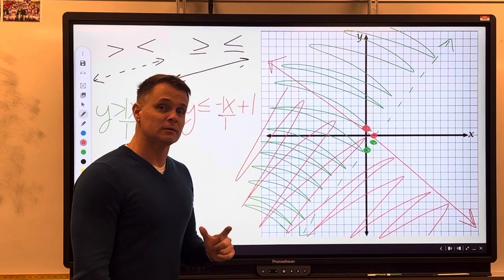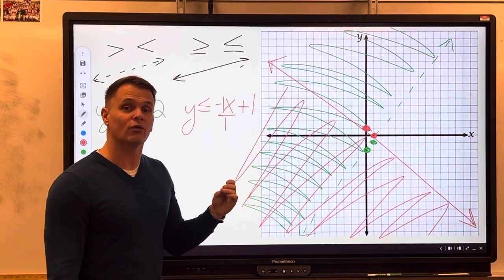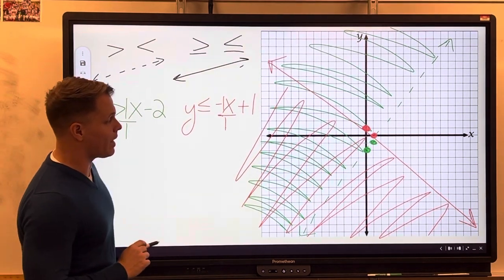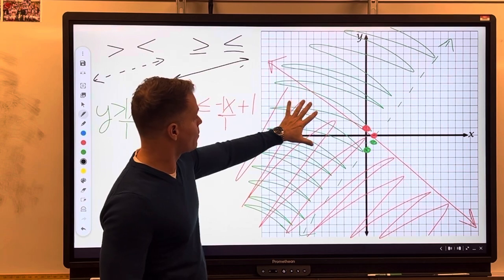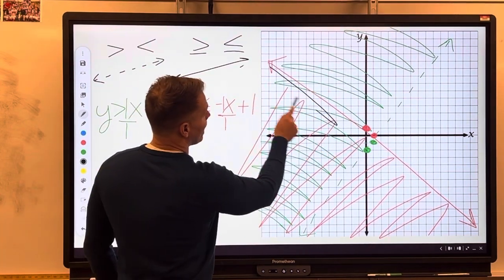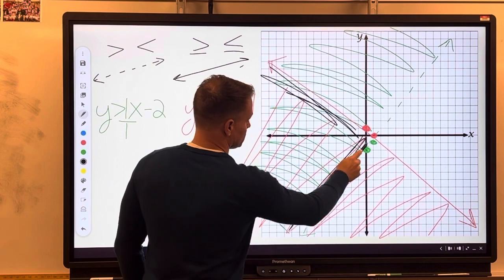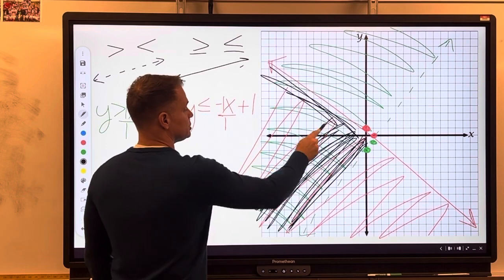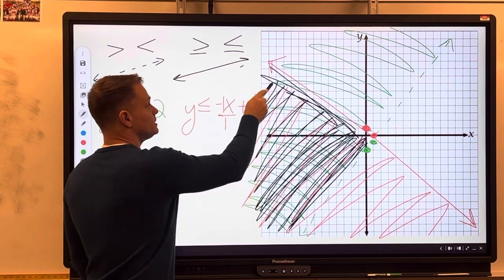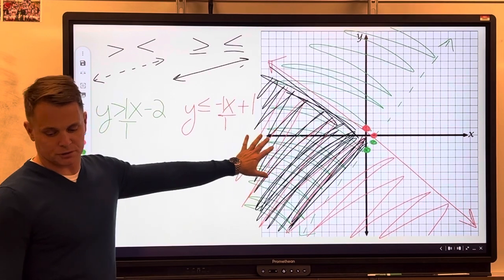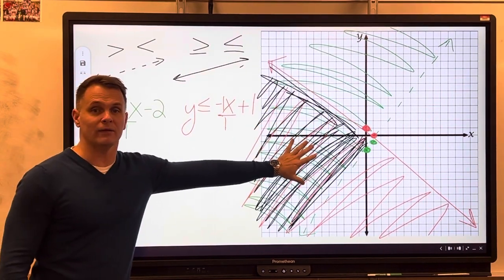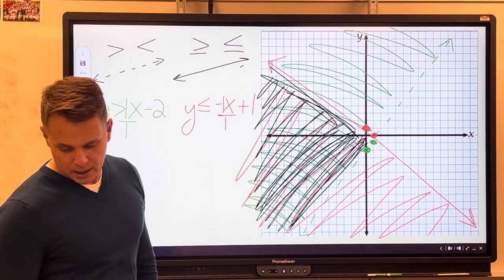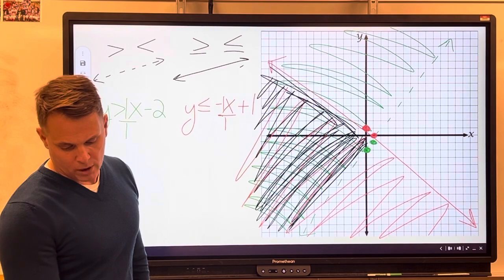The solution to both of them is where both colors overlap. So I'm going to draw that in a darker color. I'm going to draw that in black. And you can see the red and the green both overlap right here. So this region is the solution to both of these inequalities. You can choose any coordinate in this black region here, and it would make both of these true at the same time.